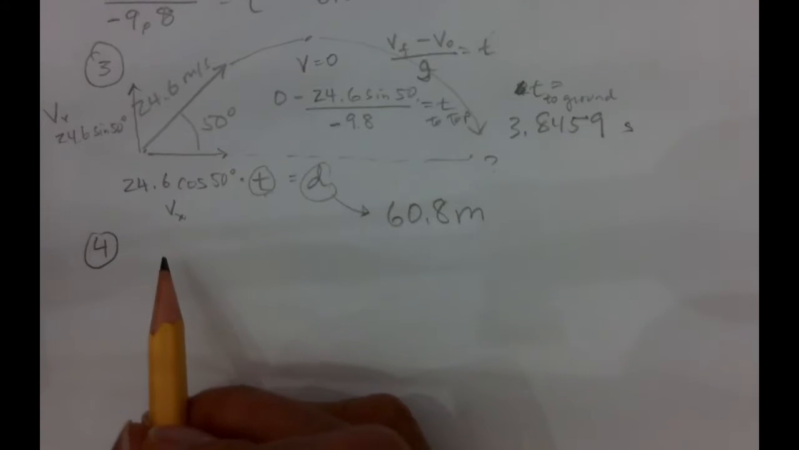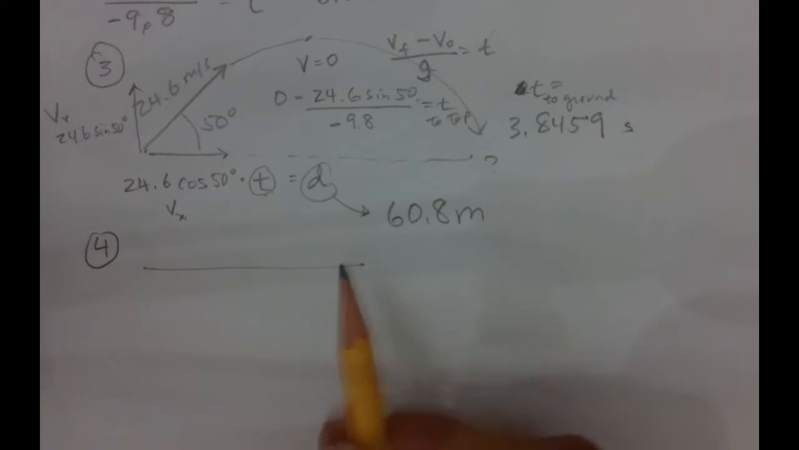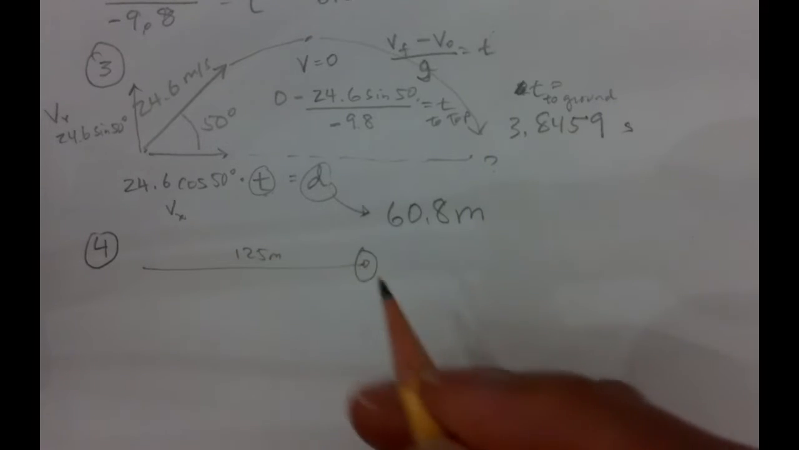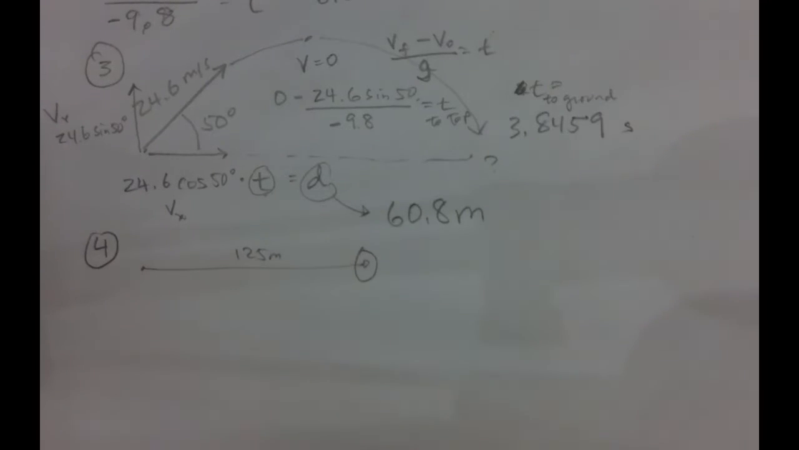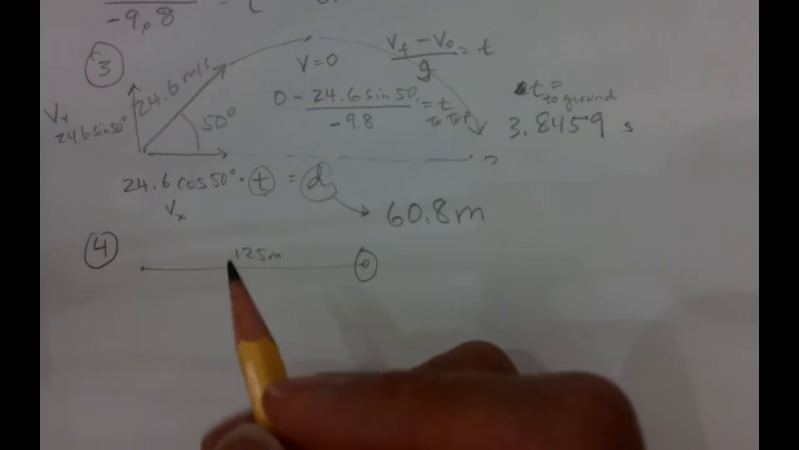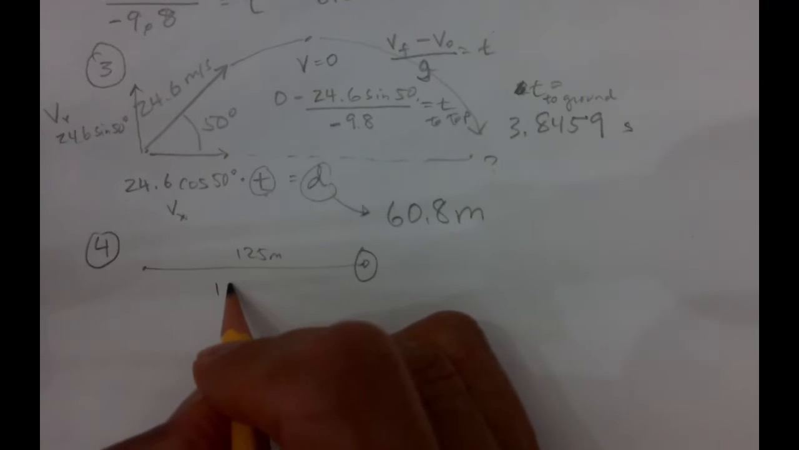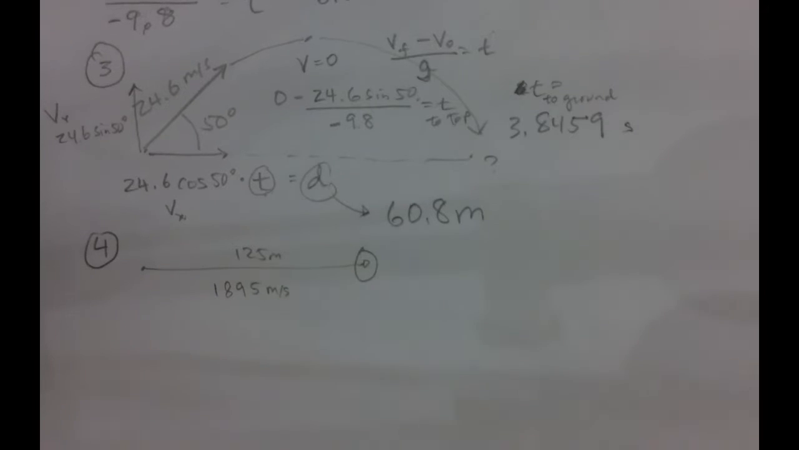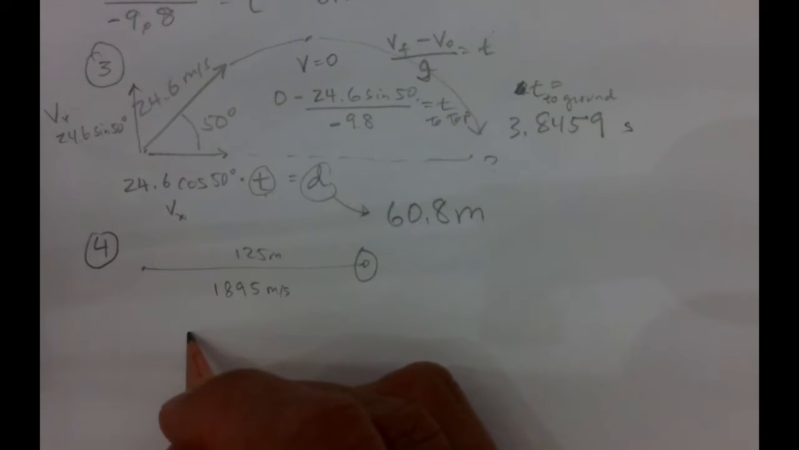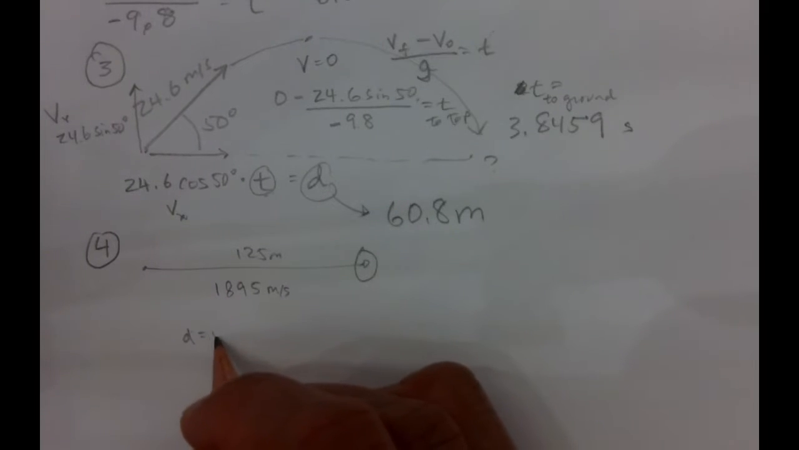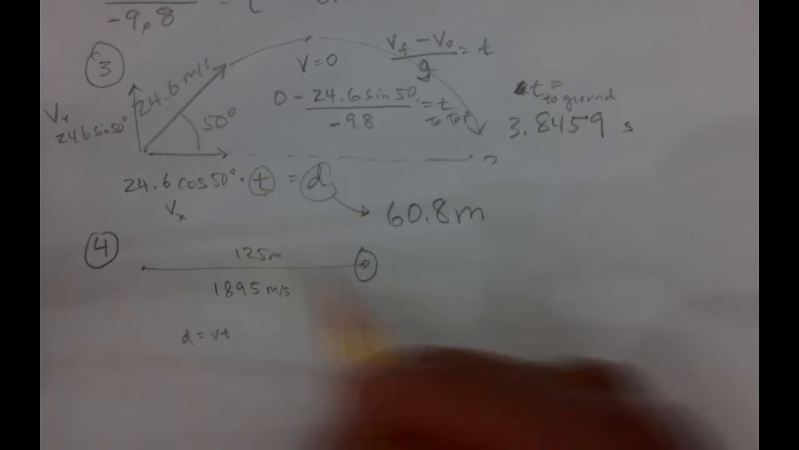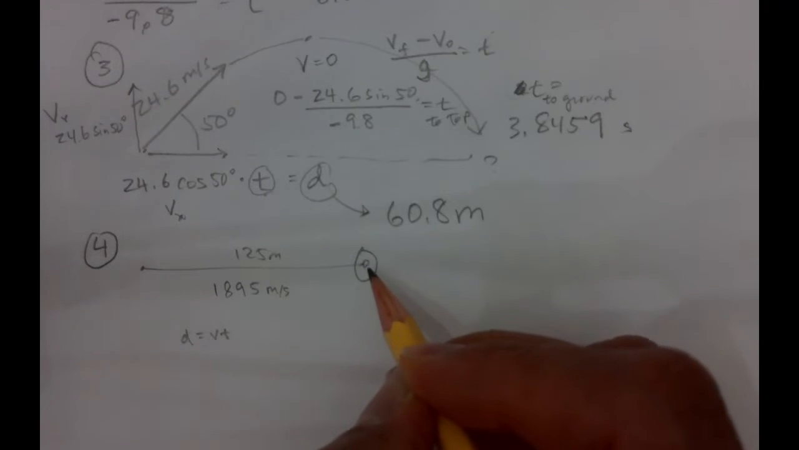All right, number 4. I have a target 125 meters away, the speed of the bullet, the muzzle velocity, is 1895 meters per second, and knowing that distance equals velocity times time, I can figure out how long it takes. Okay, so they're asking, hey, how far down does it drop?